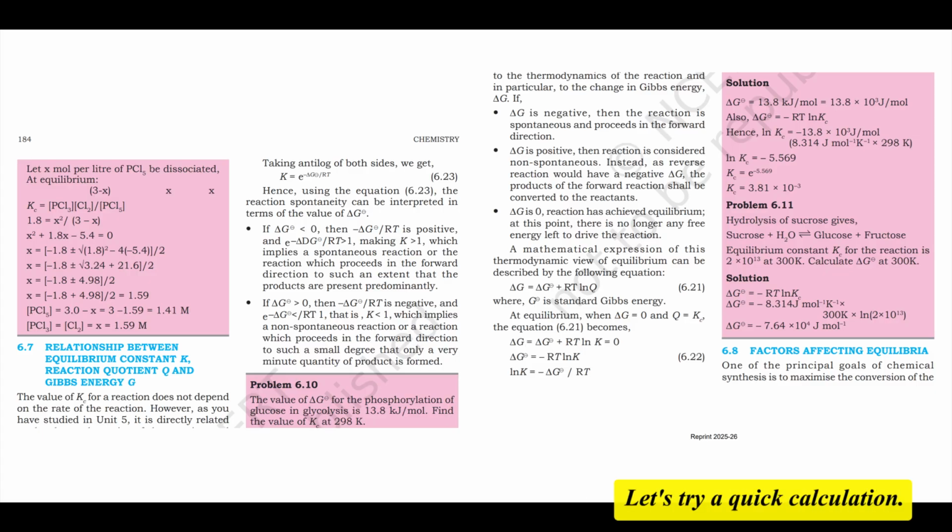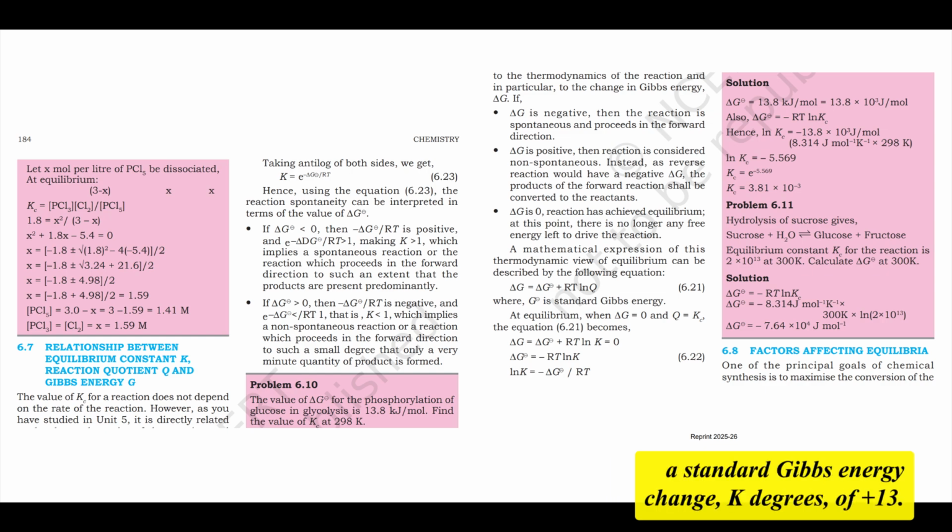Let's try a quick calculation. In glycolysis, the phosphorylation of glucose has a standard Gibbs energy change, ΔG°, of plus 13.8 kJ/mol at 298 Kelvin. How do we find the equilibrium constant, Kc, for this reaction? Okay, this is a great example connecting chemistry to biology, often relevant for NEET aspirants. First, we need to be careful with units. ΔG° is given in kJ/mol, but the gas constant R, 8.314 J/mol·K, uses joules. So convert ΔG° to J/mol: plus 13.8 kJ/mol is plus 13,800 J/mol.